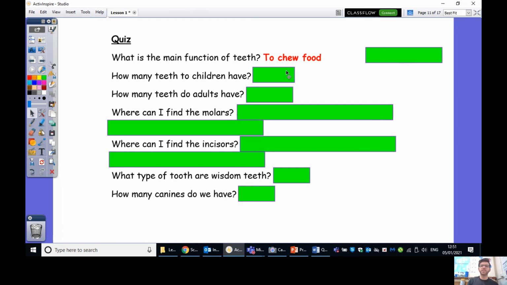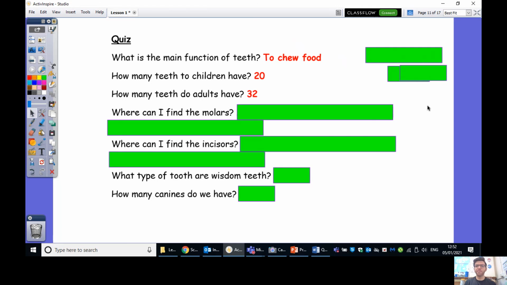How many teeth do children have? How many baby or milk teeth do you have? Hopefully we got 20. Excellent. And then we start growing more and more, but when you're an adult and you have a full set of teeth, how many do you have? 32.